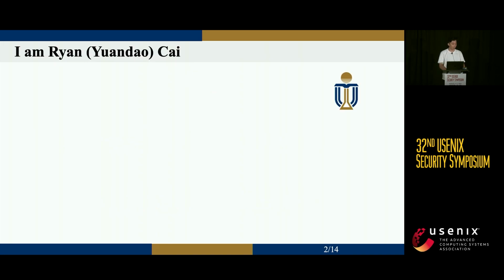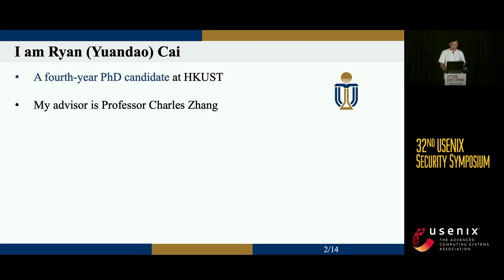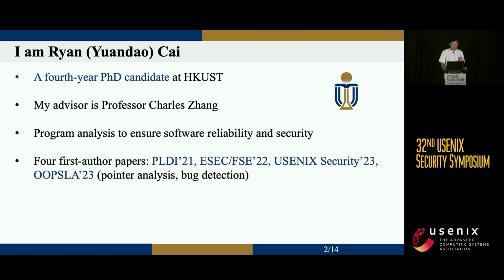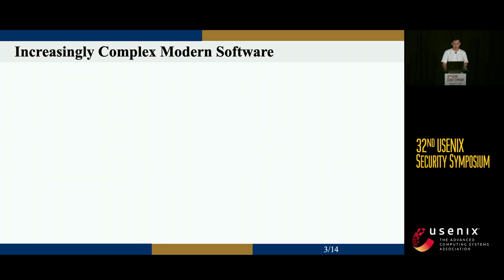First of all, I would like to briefly introduce myself. I'm Ryan, a fourth-year PhD candidate at the Hong Kong University of Science and Technology, and my PhD advisor is Professor Charles Zhang. My general research interest is to use program analysis to ensure software reliability and security. And so far, I have four first-author papers, and the topics of these four papers are related to pointer analysis and bug detection.